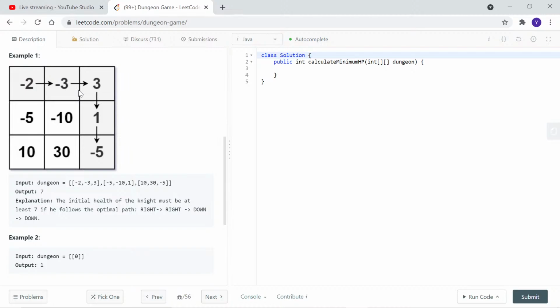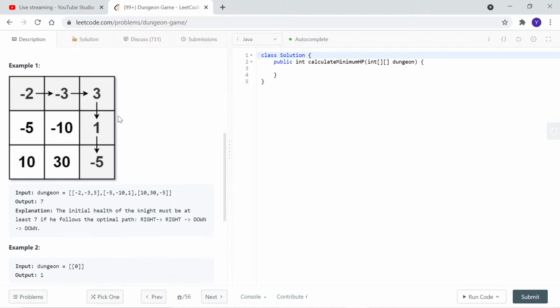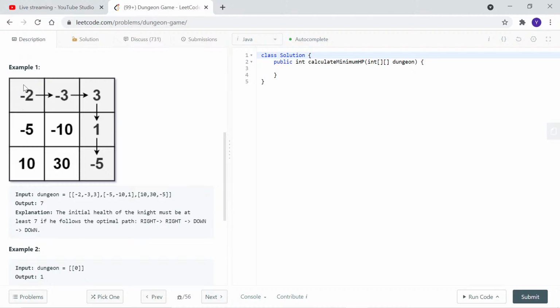The question is that there is a grid, and each cell in the grid has a value, which means the increase or decrease of the energy. The negative value means the decrease of the energy, but the positive value means the increase of the energy. A knight will go from the top left corner to the bottom right corner to rescue a princess. It can only go right or go down.